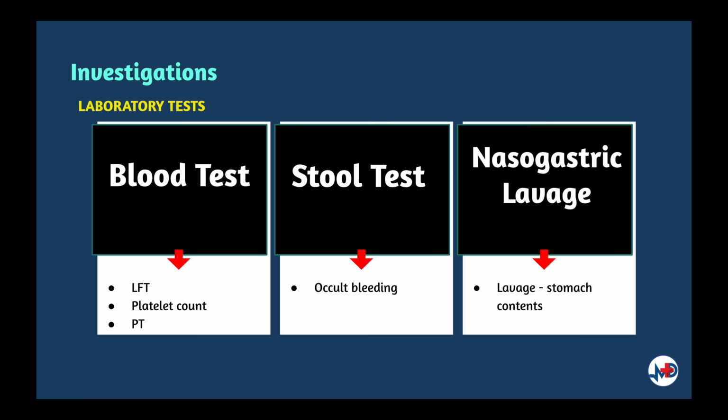And lastly, nasogastric lavage. Here a tube is passed through the nose into the stomach to remove stomach contents, and this might help determine the source of the bleeding, but is not commonly done. However, we would leave in a nasogastric tube which has a free flow to collect the gastrointestinal contents that are coming from the upper GI tract.